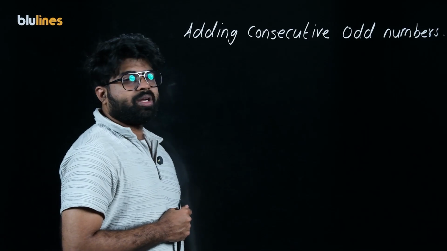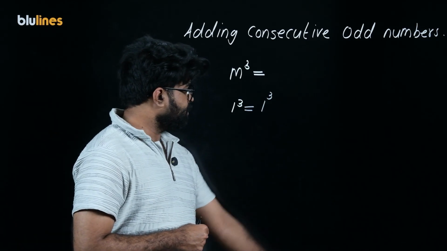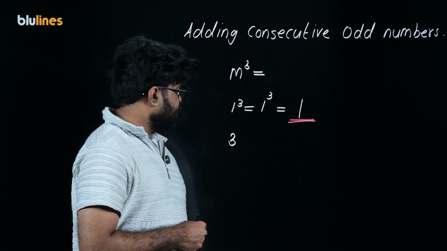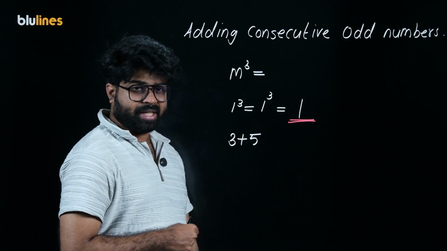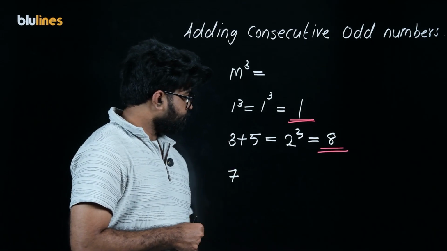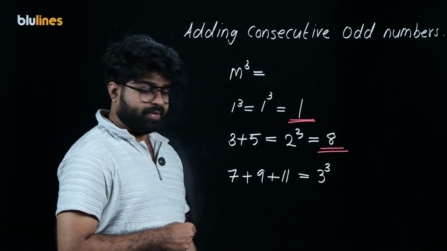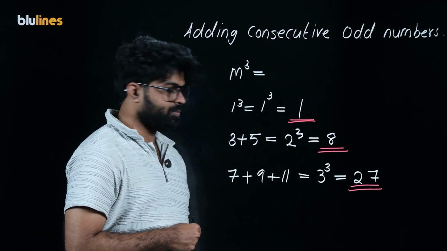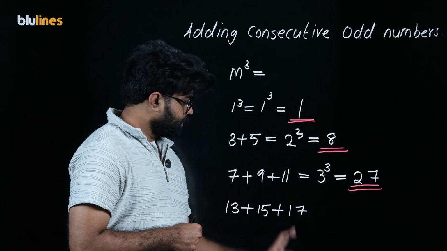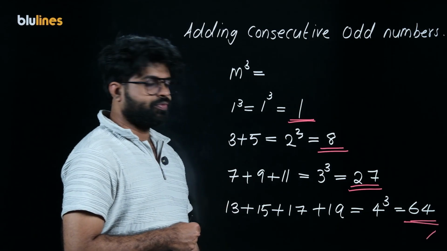Adding consecutive odd numbers, we can see certain patterns. In general, 1 cube is equal to 1. Now 3 plus 5 is 8, which is equal to 2 cube. Now 7 plus 9 plus 11 is equal to 3 cube, which is 27. Now 13 plus 15 plus 17 plus 19 is equal to 4 cube, and that is equal to 64. You can see.